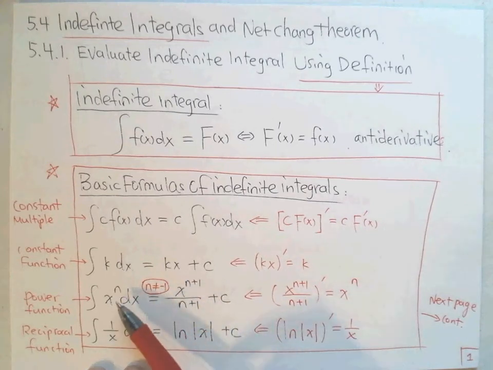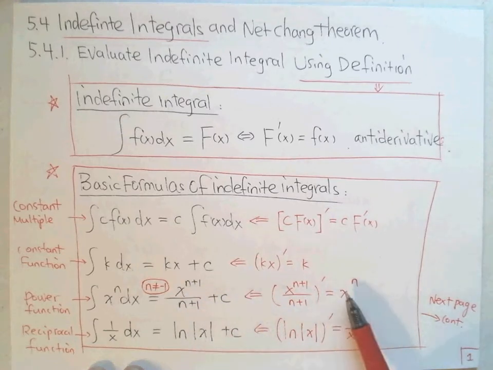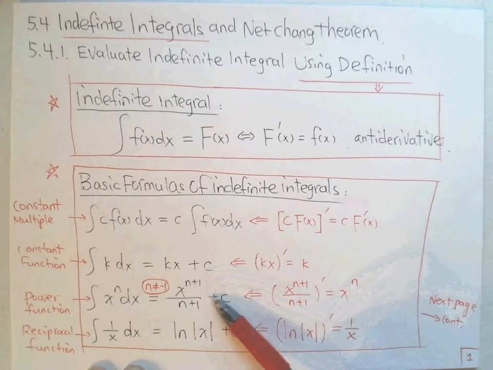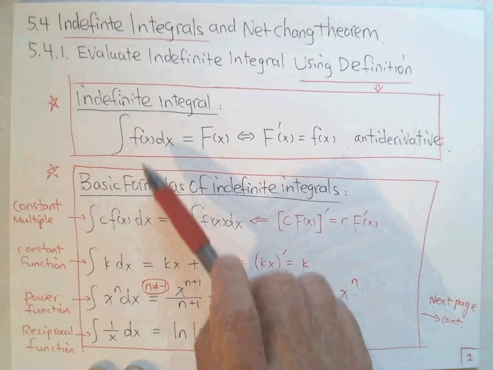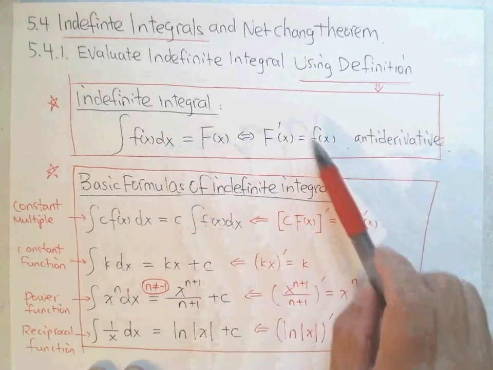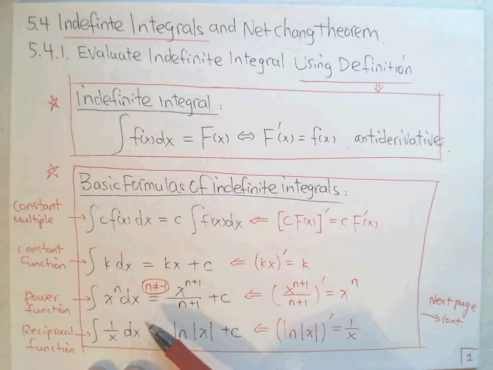If the power is not -1, then the antiderivative still goes to a power function, and the power goes up by 1, and divided by n plus 1. Why? Because this takes a derivative and goes to x^n. We learned this, right? We used this last topic. Okay, look at all this. Why do we plus c? This is only one antiderivative, and the definition for indefinite integral is all antiderivatives. So we plus constant number c to get all the antiderivatives.